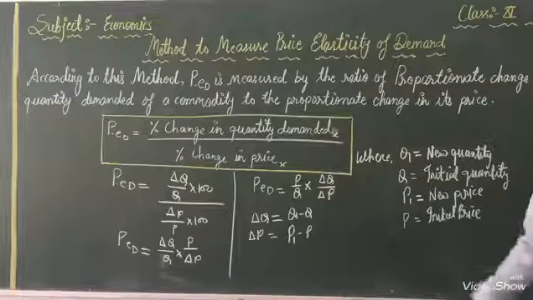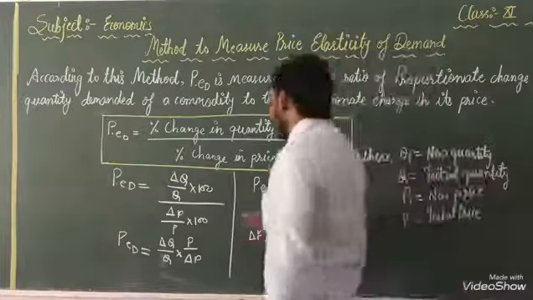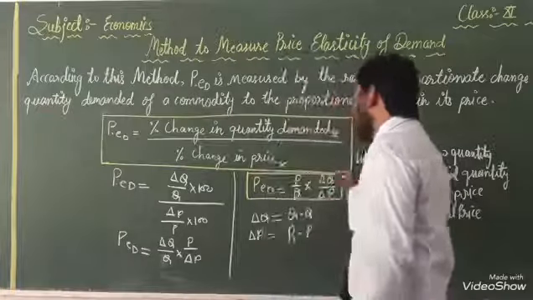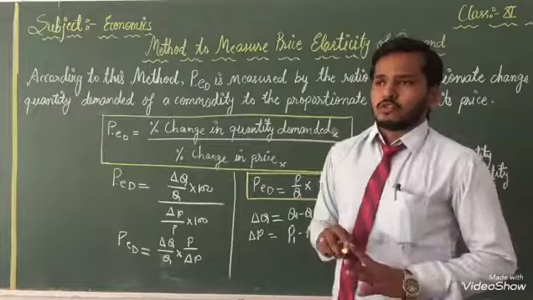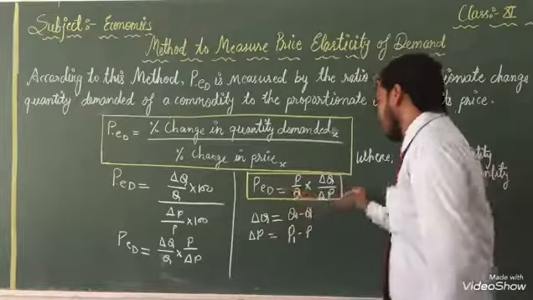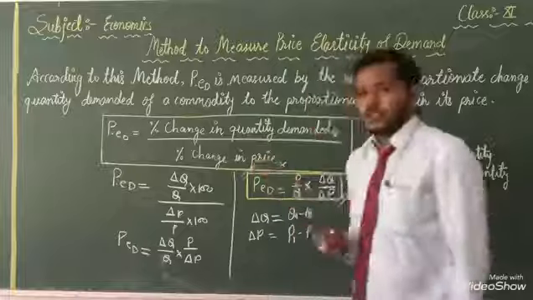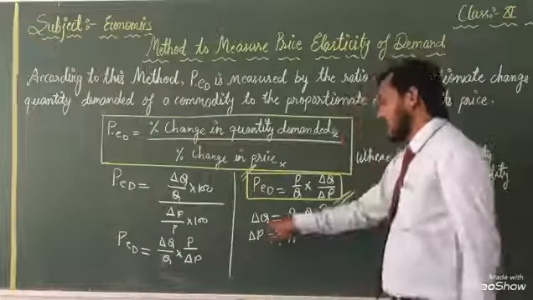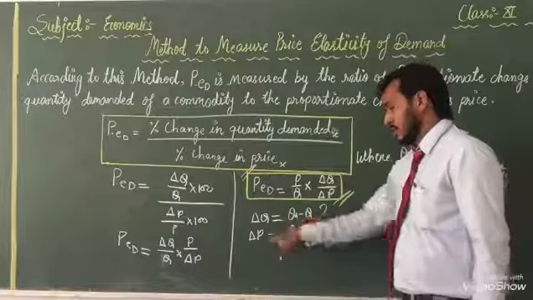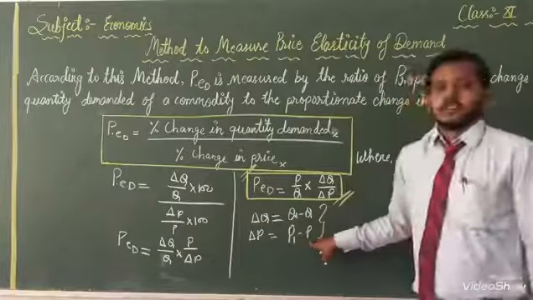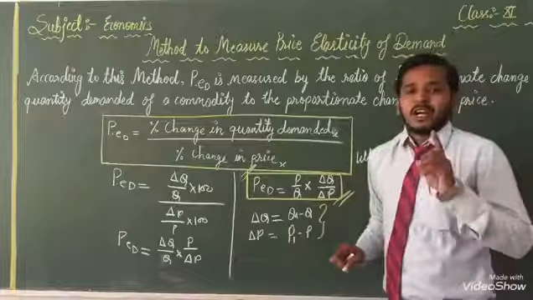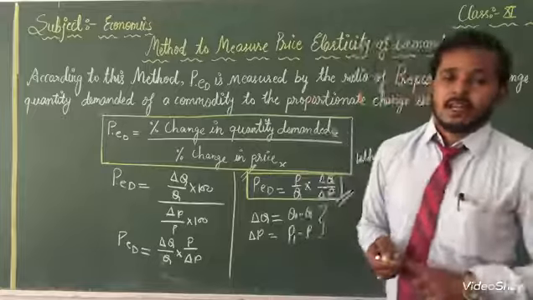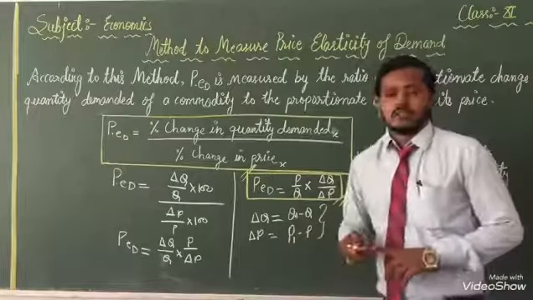One more thing: when the question comes in front of you to solve, you have to put this formula. Before that you have to calculate this one: del Q, Q1 minus Q, and del P, P1 minus P. First we have to calculate both. After that we will solve this price elasticity of demand with the help of this formula.